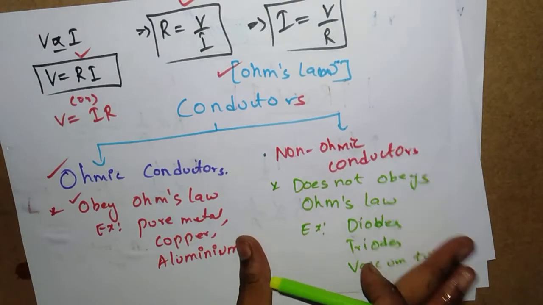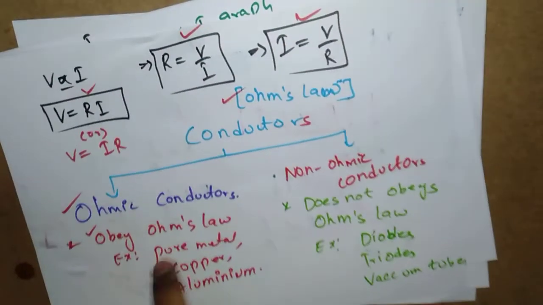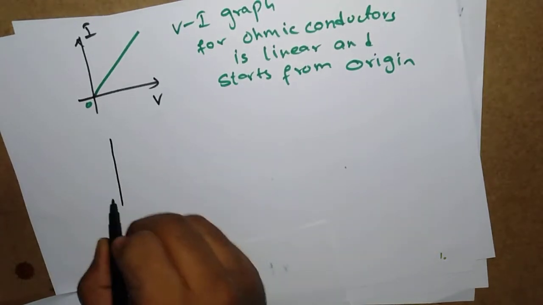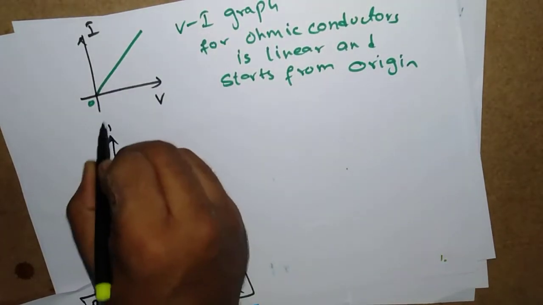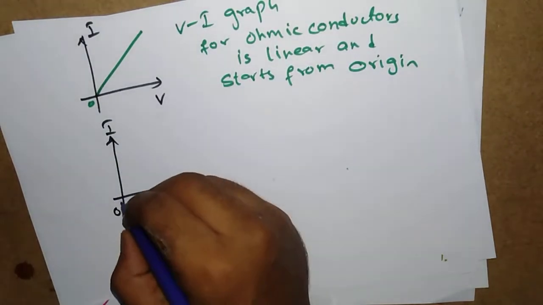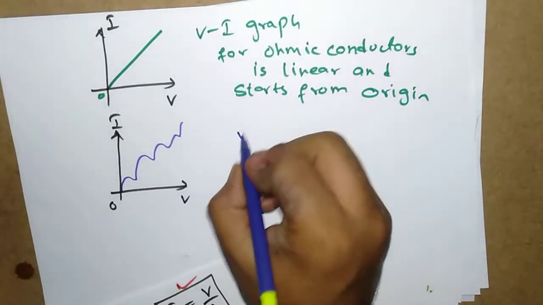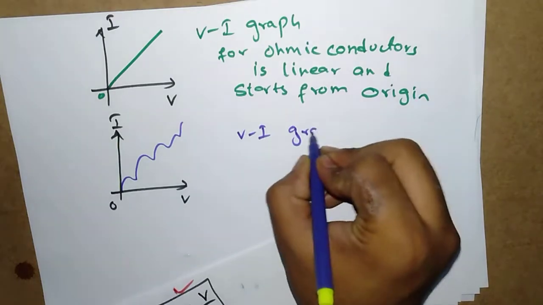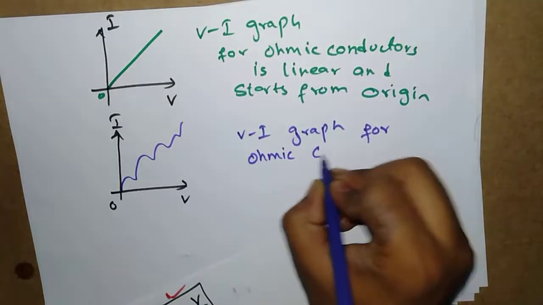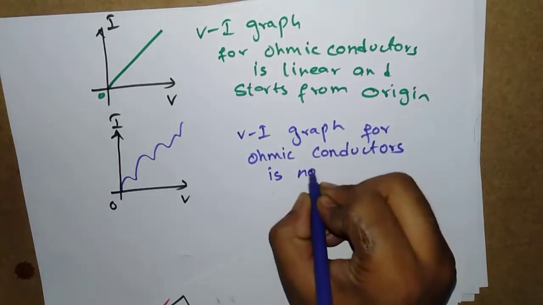And based on the VI graph, I have described the ohmic conductor. Likewise, this is the VI origin, and the VI graph for non-ohmic conductors is not linear.